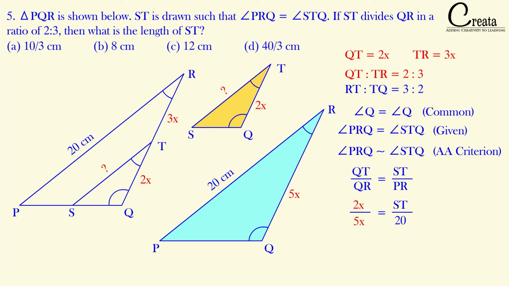So let's put the value. X and X will cancel out. We got ST as 8 centimeter. That is option B, the answer of this question. Got it? That is the answer.